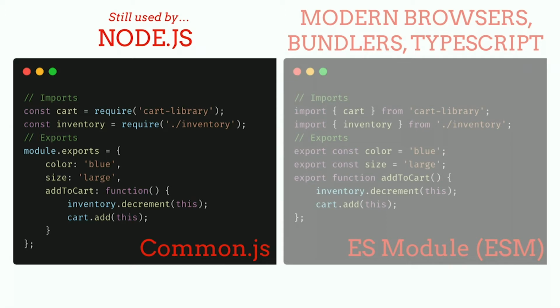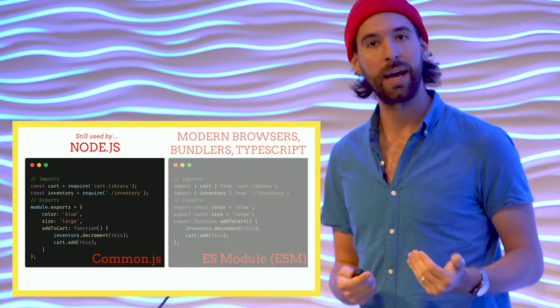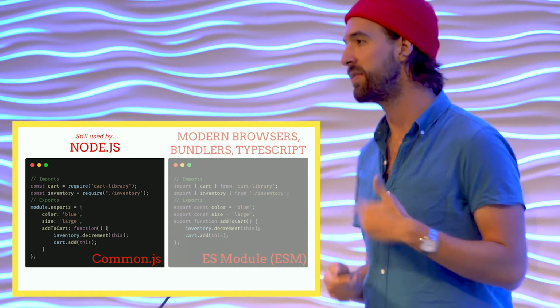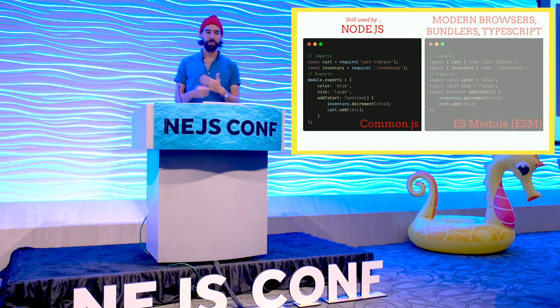The one holdout, or significant holdout, has been Node. So obviously, it's very hard to move an entire ecosystem from one module system to another. And Node has certainly been trying, but it's been taking them a long time to move away from CommonJS. It still isn't supported today. It is experimentally supported behind a flag. Hopefully, it launches soon. But that's the kind of state of things.